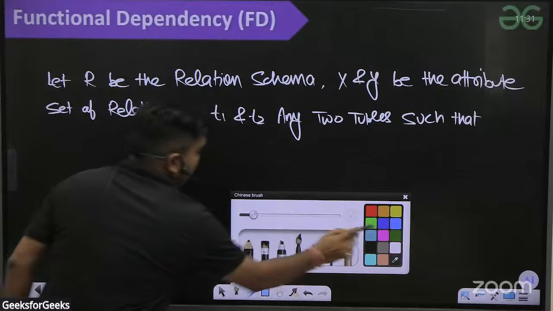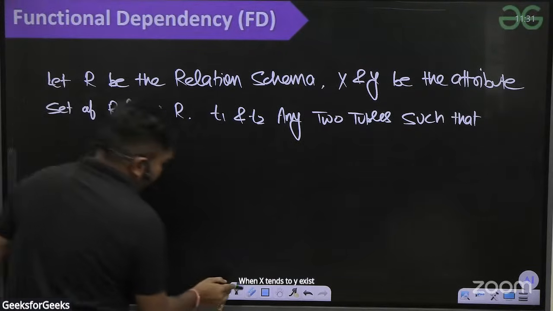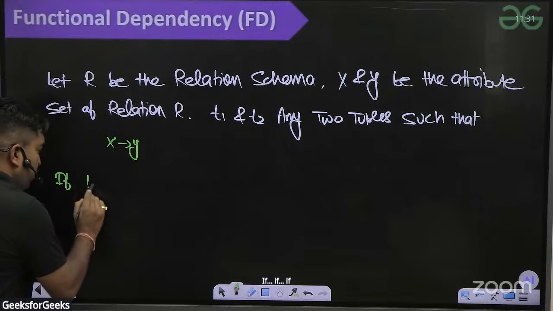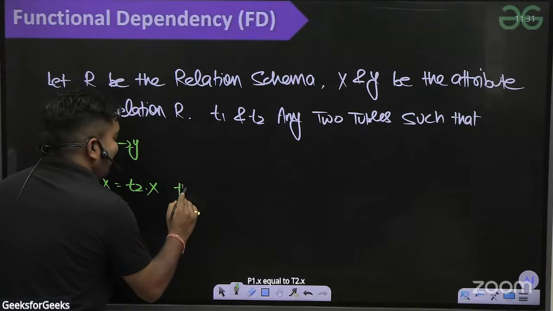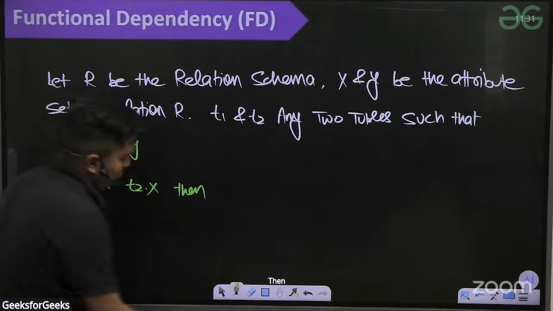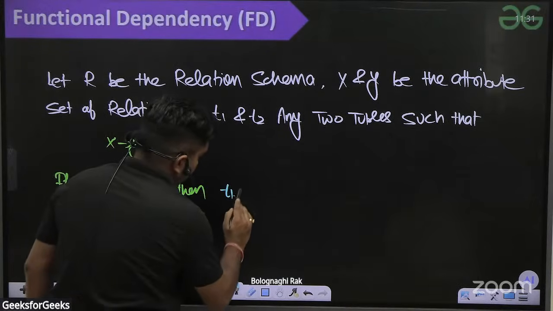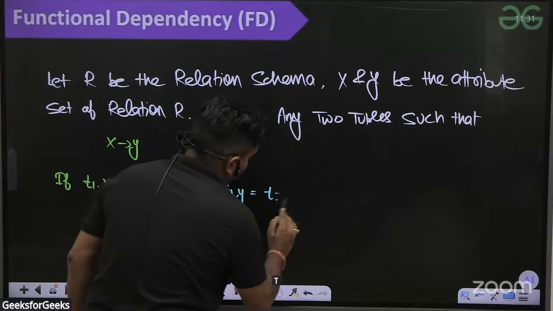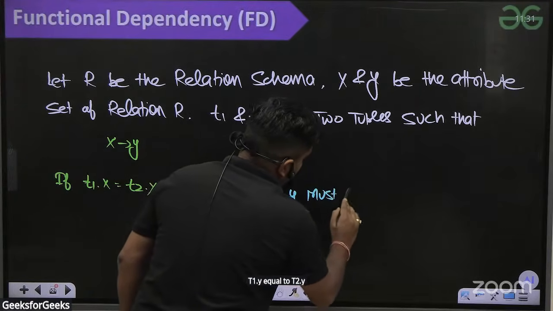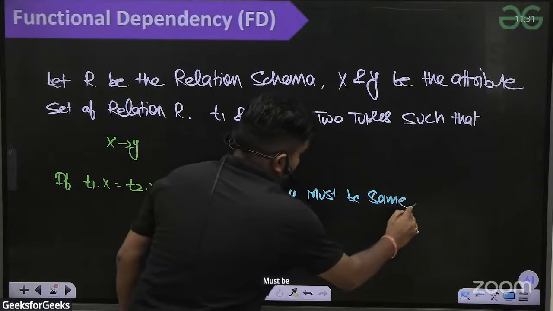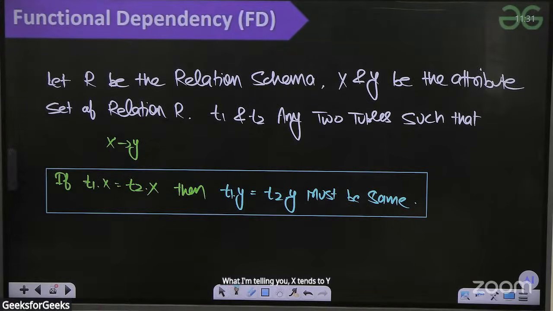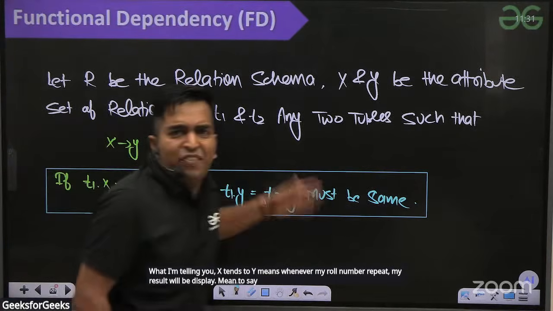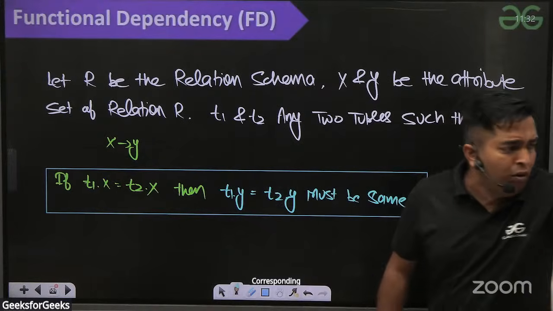when X tends to Y exists, if T1 dot X equal to T2 dot X, then T1 dot Y equal to T2 dot Y must be same. Are you getting my point? What I am telling you: X tends to Y means whenever my roll number repeats, my result will be displayed. Mean to say, whenever X value repeats, corresponding Y value must be same.